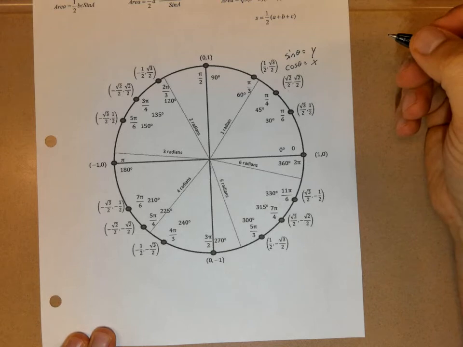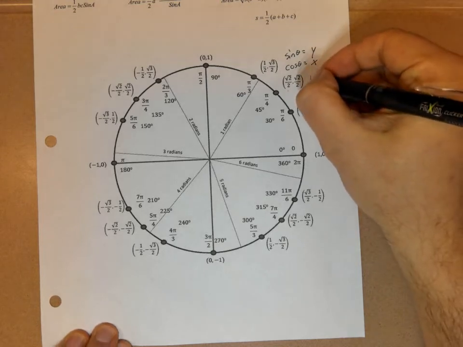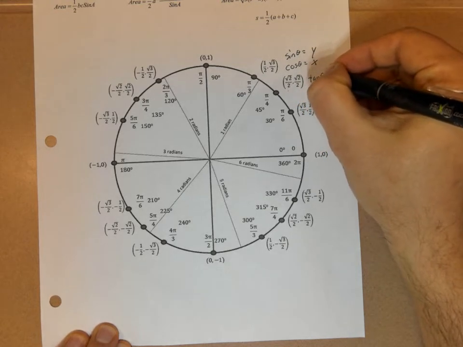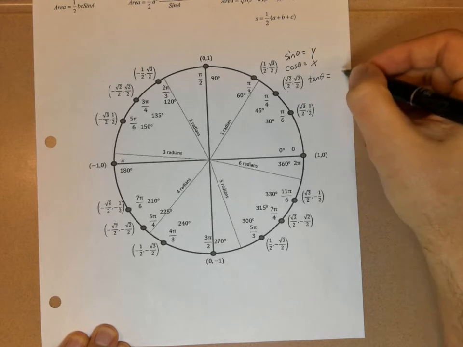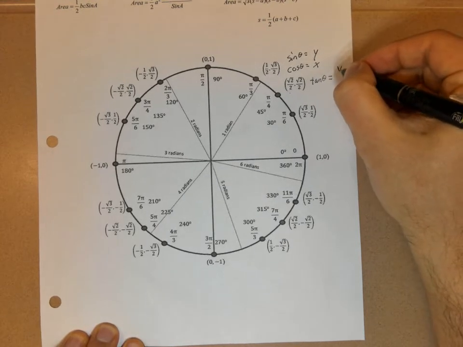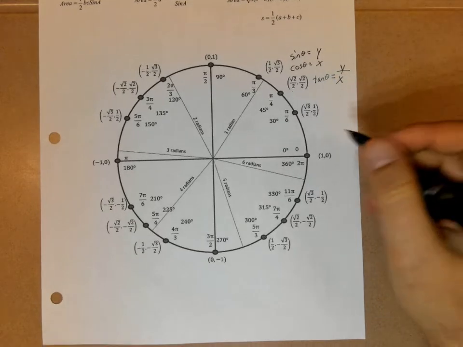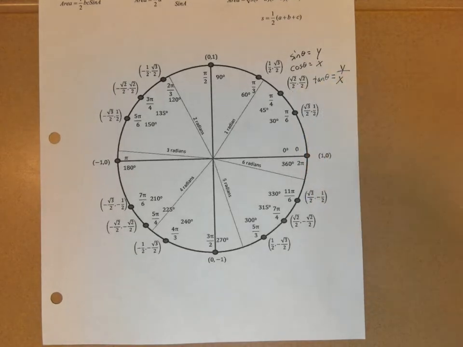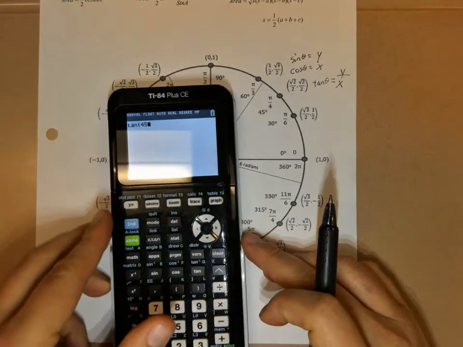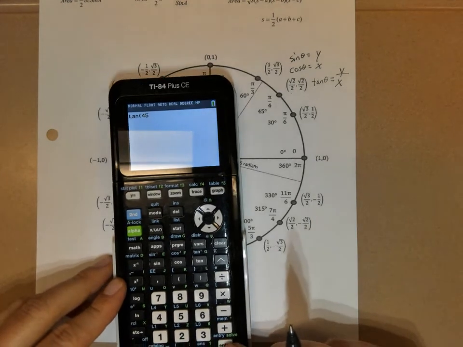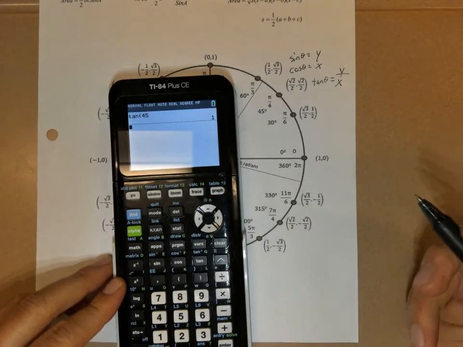Now, what about tangent? Tangent of that angle is always going to be equal to the y value divided by the x value. An easy one that we can look at is 45 degrees, because since the x and y values are the same, I should expect that the tangent of 45 degrees is equal to 1. And sure enough, when I type that in and press enter, I get a value of 1, so that's how I know that's true.